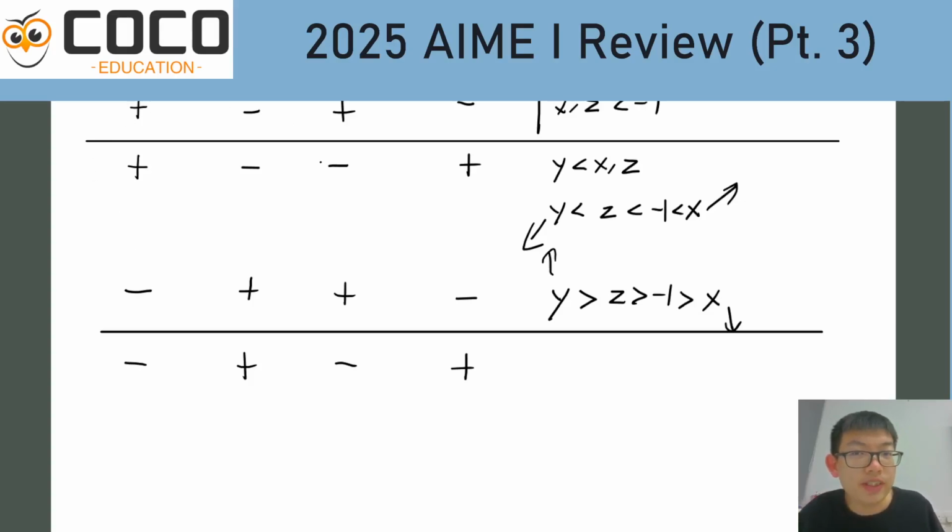x minus y and y minus z are negative. So it's actually going to be x less than y less than z, and both x and z are more than negative 1. Okay, so that makes sense because x plus y plus z is supposed to be 75. It makes sense if they are in this order and all of them are more than minus 1.